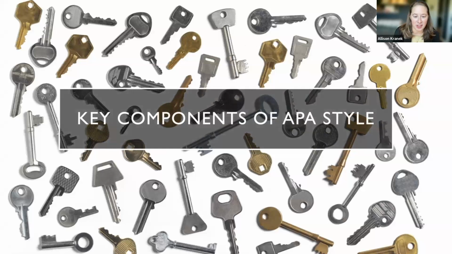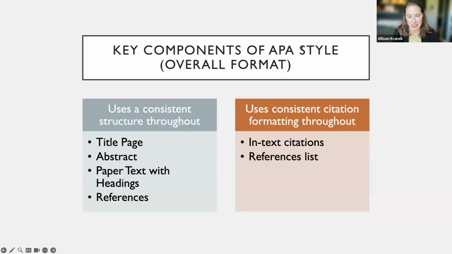As we think about key components of APA style, especially as compared to MLA, there are a few key differences. Some of them are really short and simple. Some of these are just differences in terms of framing. So APA style uses a consistent structure throughout, but one of the big differences, especially compared to an MLA paper, is that APA uses a title page style. They often, maybe not always, but often include an abstract. And then their paper is often structured using headings that, again, help make it a little bit easier for readers to follow.